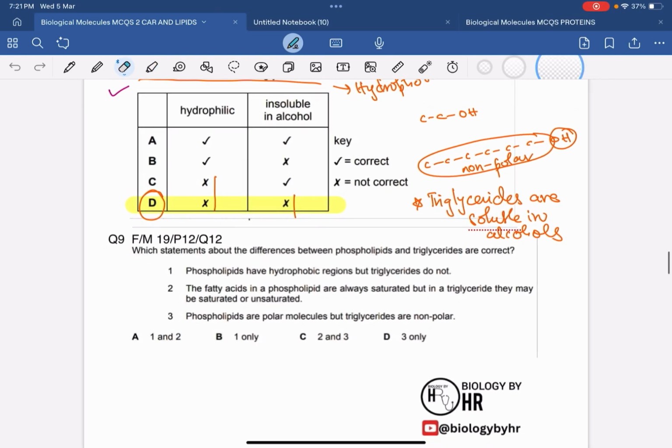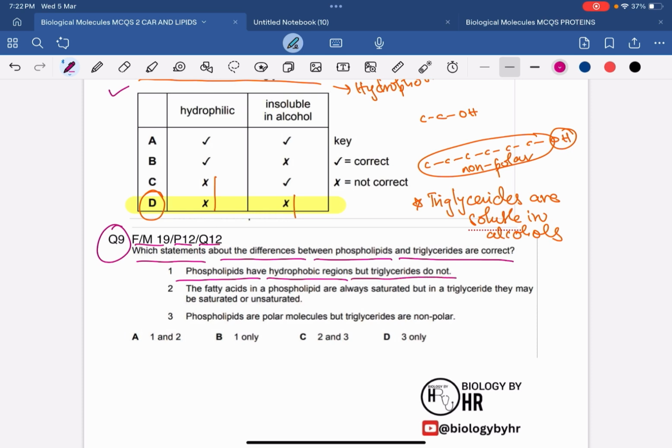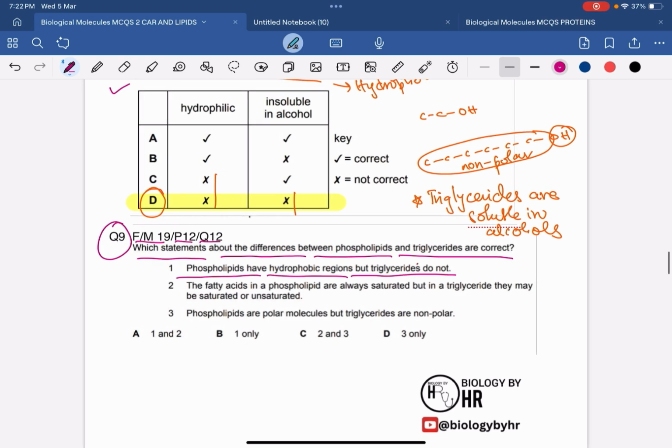Alright, so now let's move on to question 9 over here. Question 9 is from February March 2019 paper 1 2 question 12. It says, which statements about the differences between the phospholipids and the triglycerides are correct. Statement 1 says that phospholipids have hydrophobic regions but triglycerides do not. I already told you guys that the triglycerides are basically non-polar in nature, right? And non-polar are also referred to as hydrophobic. Obviously triglycerides cannot be hydrophilic in nature, right? So this statement is incorrect. Triglycerides do have hydrophobic regions, right?